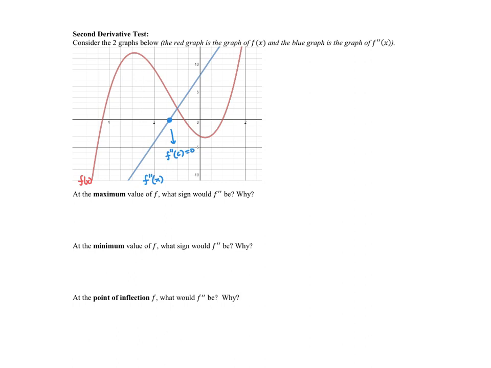Okay, so at the max value of f, let's find a local maximum value. Let's call this value x equals, let's just say it's -3. So at x equals -3, f of x has a maximum. Notice that f double prime at -3 is less than 0. Now, why would it be less than 0 there? Well, f of x is concave down.